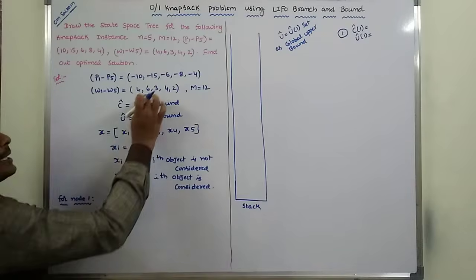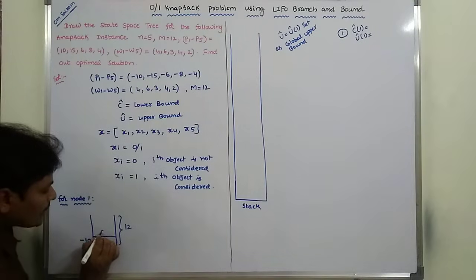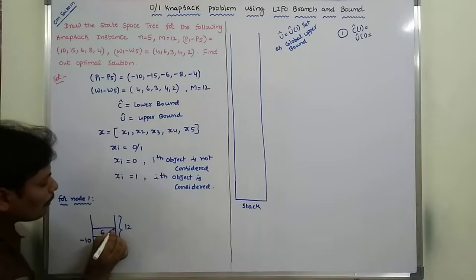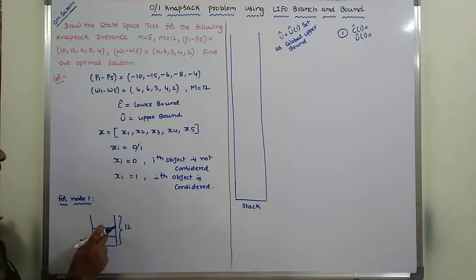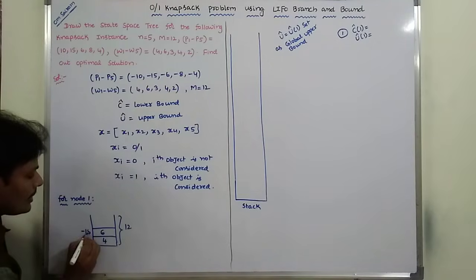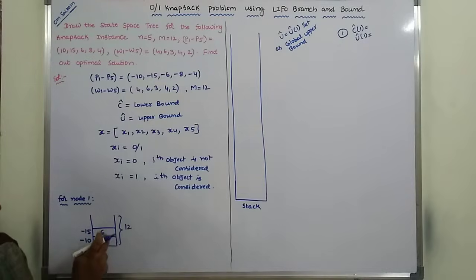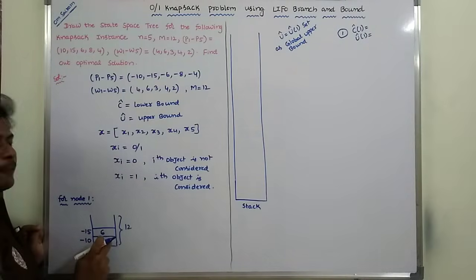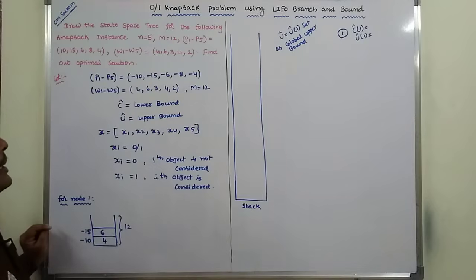Now, placing the second object into the knapsack. The second object is completely placed into the knapsack because its weight is 6, but the remaining capacity is 8. So the corresponding profit we are getting is minus 15. Next, what is the remaining capacity? 6 plus 4, 10. 12 minus 10, that is 2.